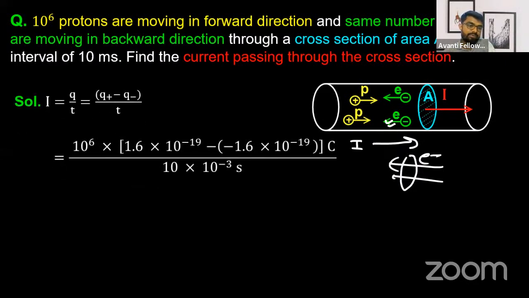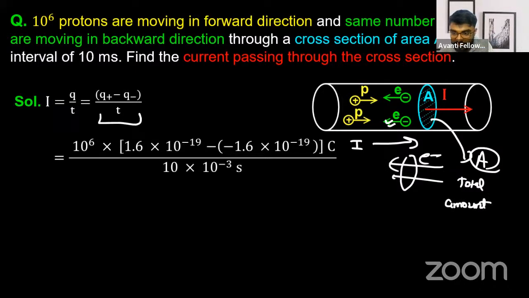If you see this, what will be the net current passing through this? Net charges, because what was the definition? If you take a cross section of a conductor of area A, the total amount of charge crossing that surface area in a given interval of time gives you the current at that instant. Okay? So what is the total here? Positive charges crossing, negative charges crossing. 10 into 6 is the number of protons.